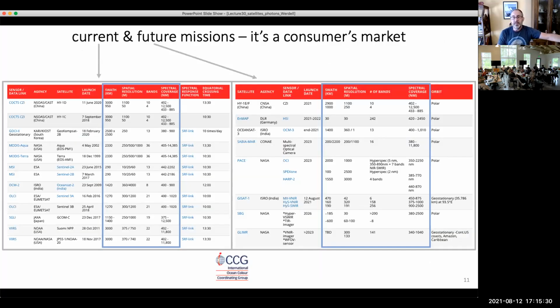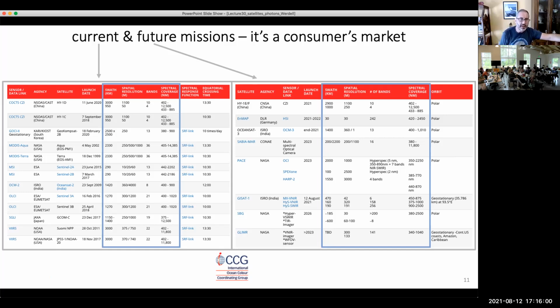So you have a consumer's market now, and the best resource I can think of to point you to is the IOCCG website, really easy to find. Under one of their tabs, they talk about all the different ocean color satellites that they have. They're stratifying it by past missions, current missions, and future missions. So what you're looking at here are current and future missions. You can study this a lot later, but what I wanted to call your attention to is the information in the light blue box in the center here.